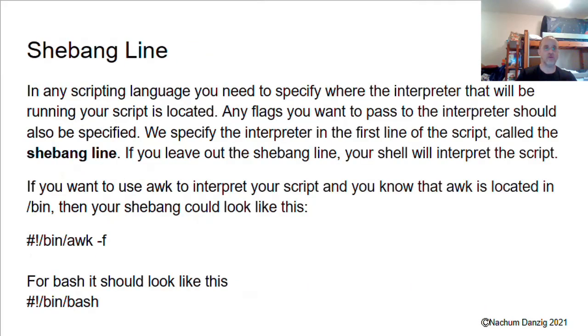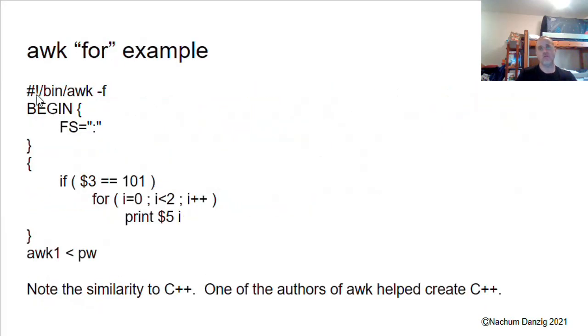Here's awk4. This is our last example of awk. So, for example, I do a BEGIN again, and I say that the field separator is a colon. And then I say, if the third field is equal to exactly 101, then for i equals 0, as long as i is less than 2, i plus plus. So I'm doing a loop 2 times. Print, and now I didn't do printf, I just did regular print: print the fifth field, and then the number i.